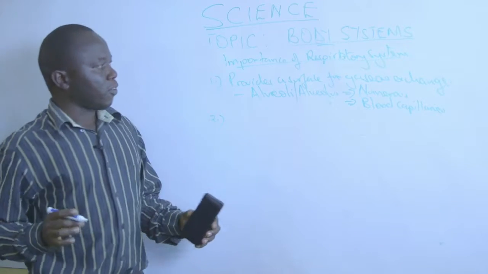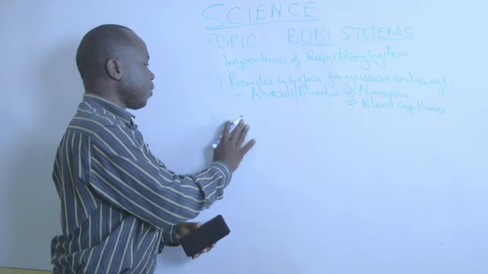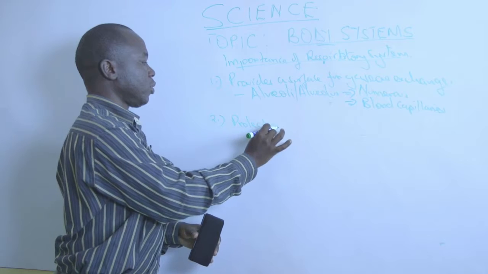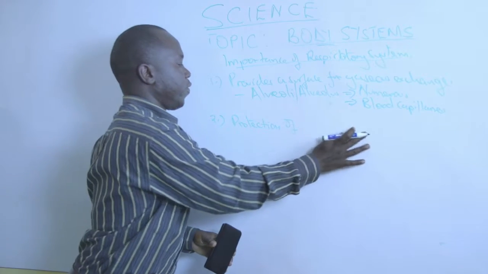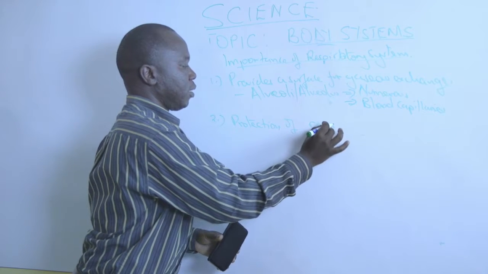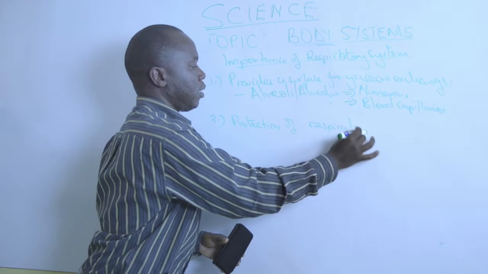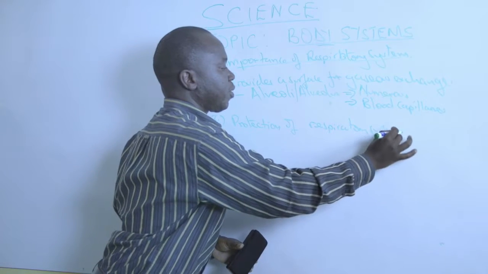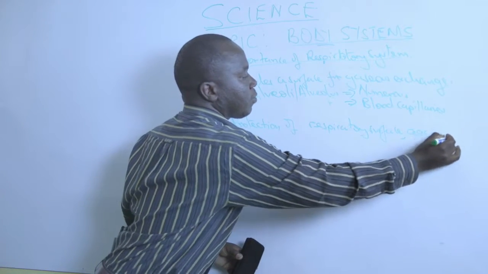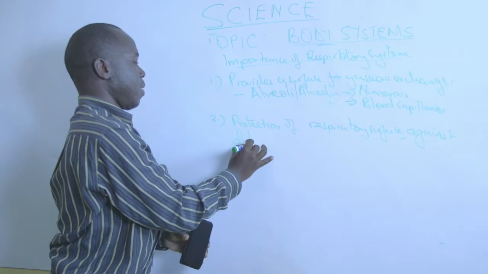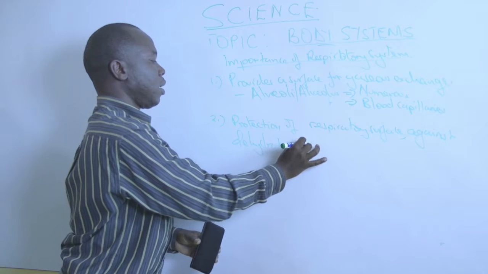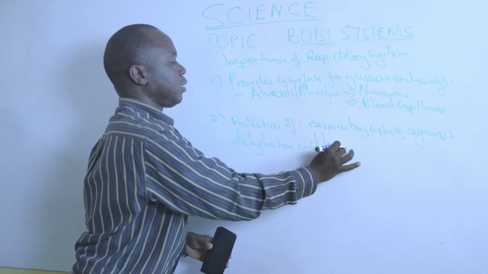Another role of the respiratory system: it provides protection of the respiratory surface against dehydration and temperature changes.